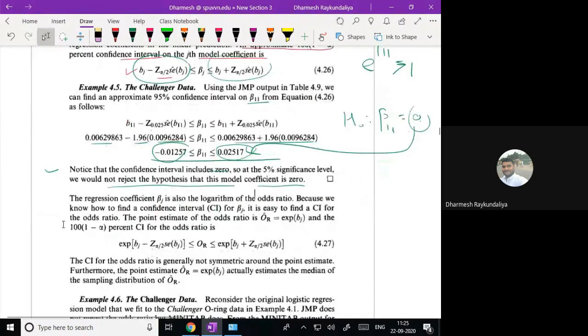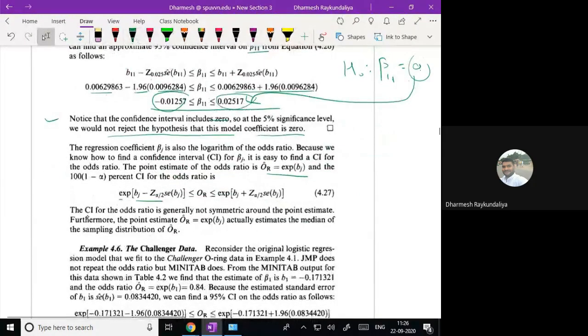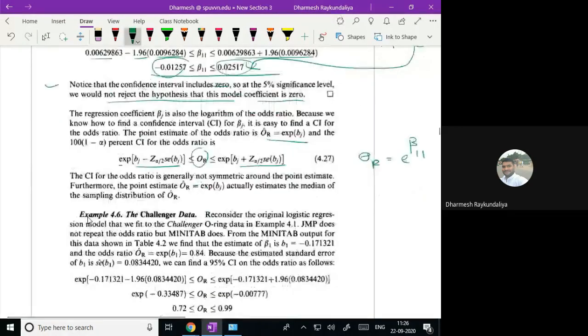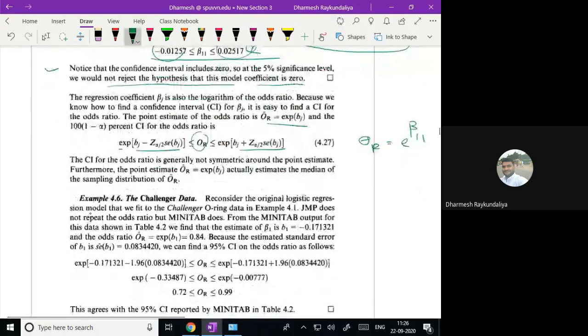And if I wish to find out the odds ratio confidence interval, I know that the odds ratio is nothing but the exponent of the estimate of the regression coefficient. If I am going for a confidence interval, I have to just take the exponent of the lower limit of the regression coefficient and the exponent of the upper limit of the coefficient, because the odds ratio is nothing but e raised to beta 1 1 in our setup.